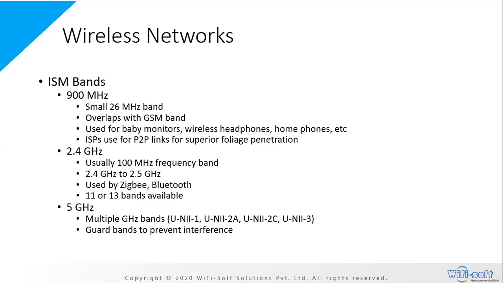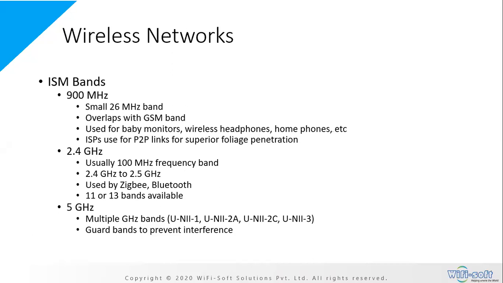In all, there are 11 or 13 channels available, and I'll talk about what those mean. The 2.4 gigahertz is the frequency range. The IEEE, which is the body responsible for creating the Wi-Fi specifications, divided it into separate channels. Depending upon which country you are in, you will be allocated either 11 or 13 channels. I think in India, 11 channels are allowed.